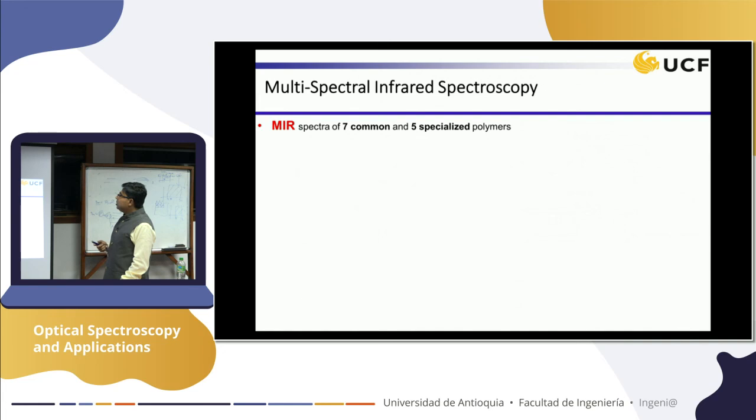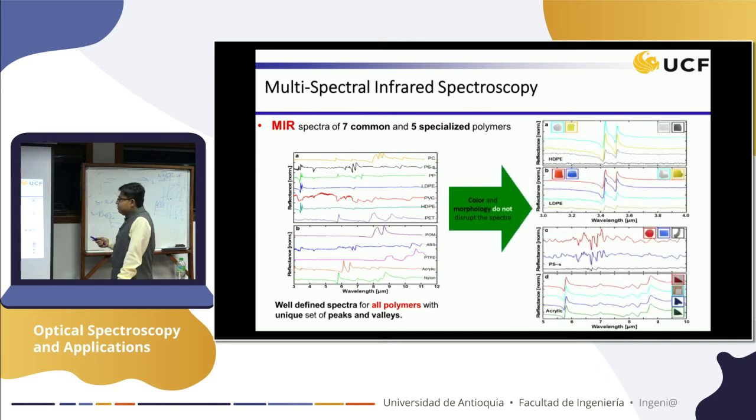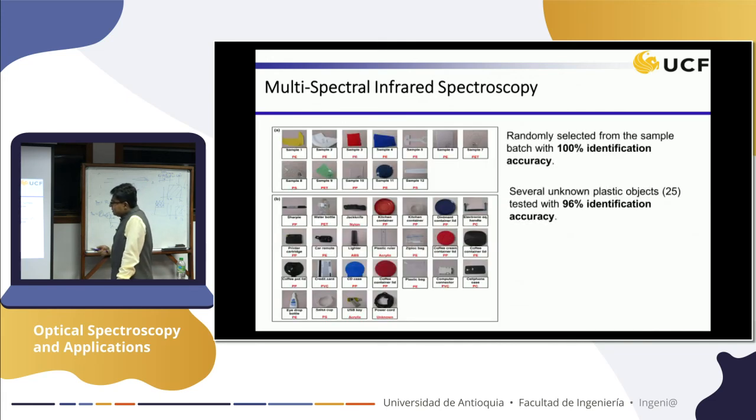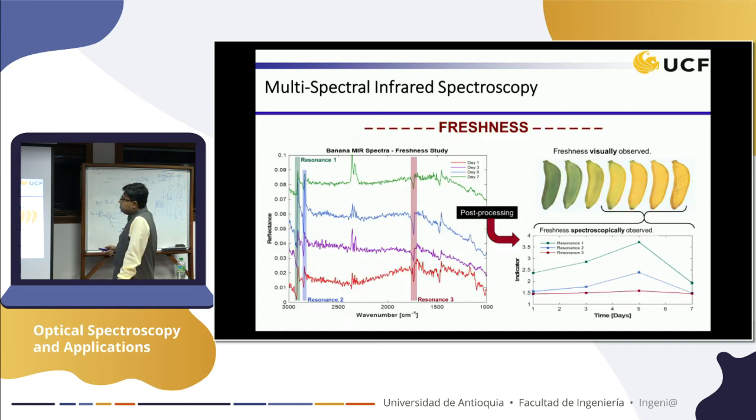Then we went through to show that we could use FTIR spectroscopy to identify all kinds of plastics in my lab. Even if we add colorants and additives, you can still identify them very accurately, about 96% to 100% accuracy on any random plastic. You can use FTIR spectroscopy to identify them, and you can add some intelligence like artificial intelligence to improve your accuracy of detection.